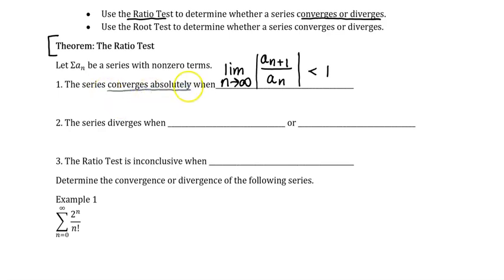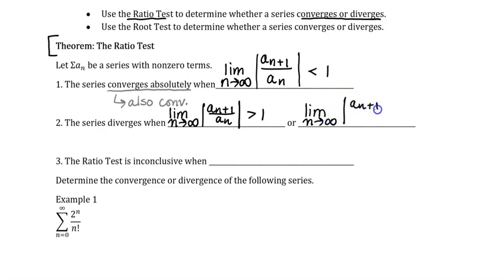Remember that a series that converges absolutely means the series also just converges regularly. However, the ratio test says that the series diverges if that same limit of the ratio of the terms is greater than 1. So if that limit is greater than 1, or if that limit is equal to plus or minus infinity, then the ratio test concludes that the series will diverge. So it tells us when the series converges and when the series diverges.